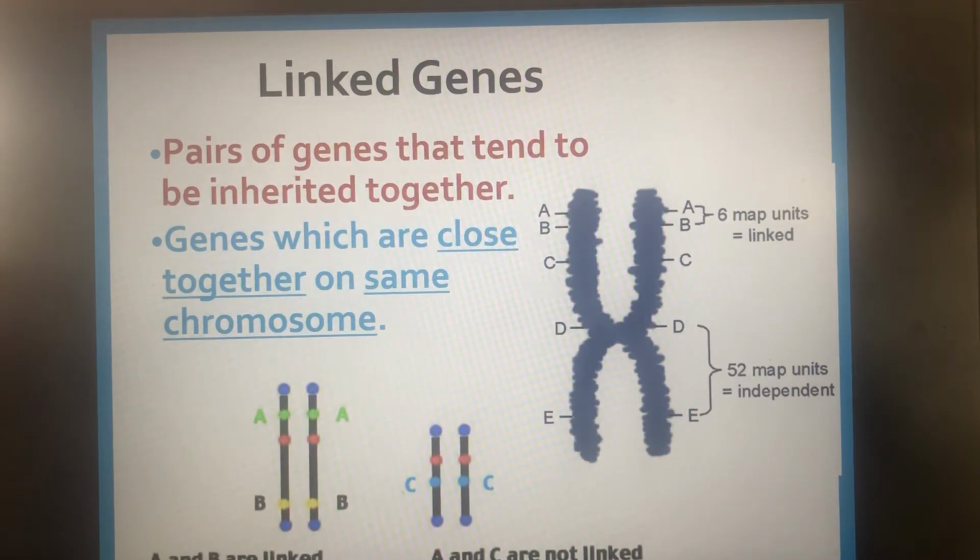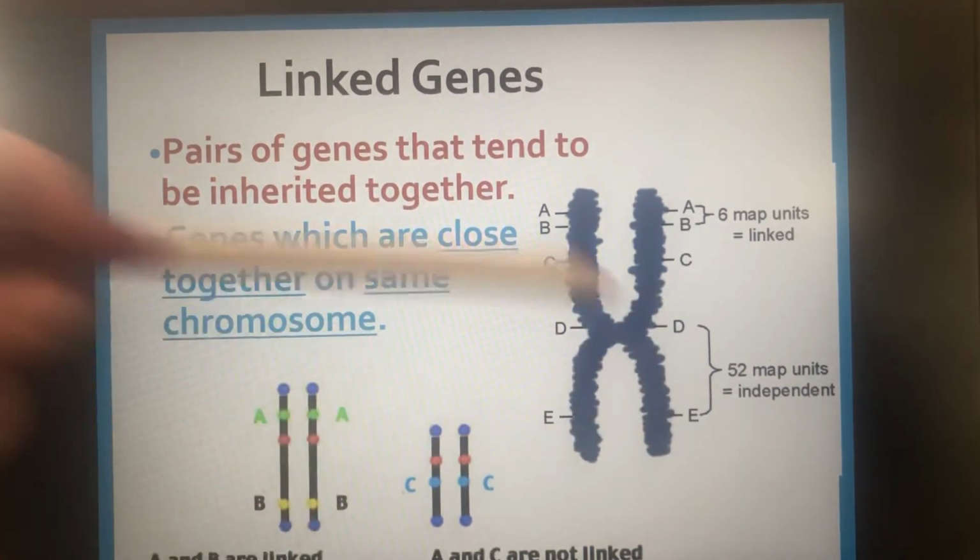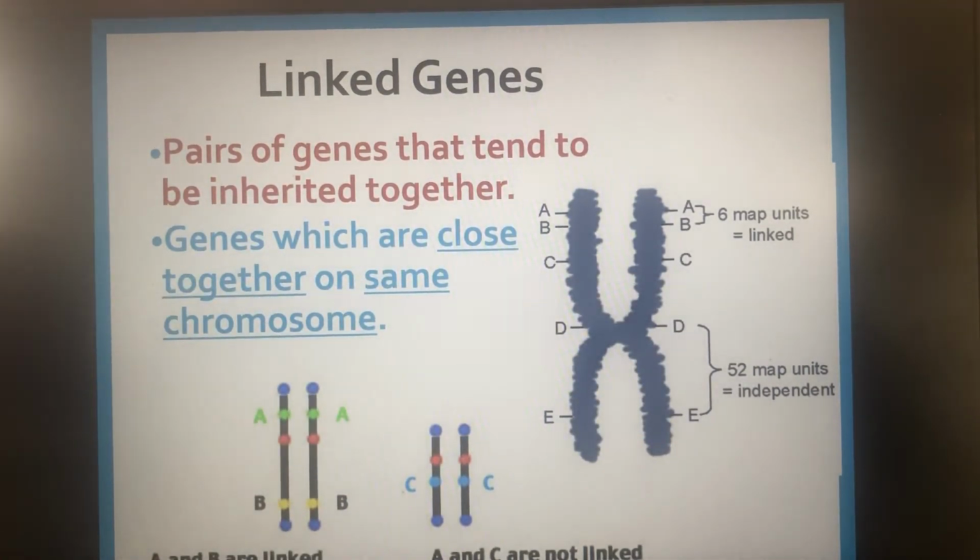So A and B are 6 map units, so we would say these two are linked, meaning even if crossover occurs, they're going to cross over together. They're going to go at the same time. Now let's look at D and E. We would say these are not linked. They're 52 map units apart.